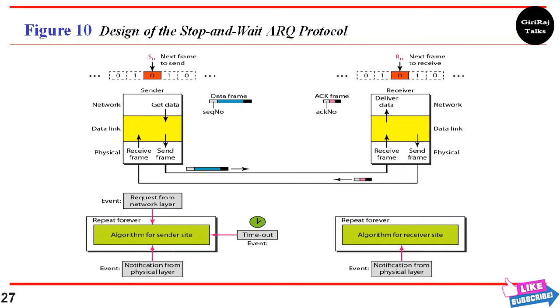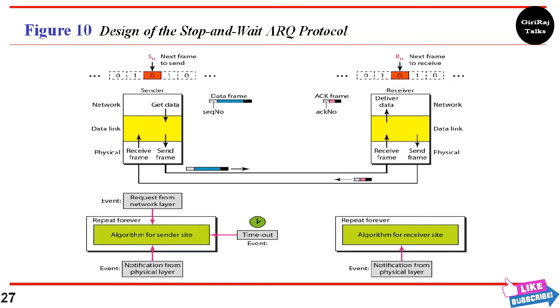To show this, assume that the sender has sent the frame numbered x. Three things can happen. First, the frame arrives safe and sound at the receiver side. The receiver sends an acknowledgement. The acknowledgement arrives at the sender side, causing the sender to send the next frame numbered x plus 1.